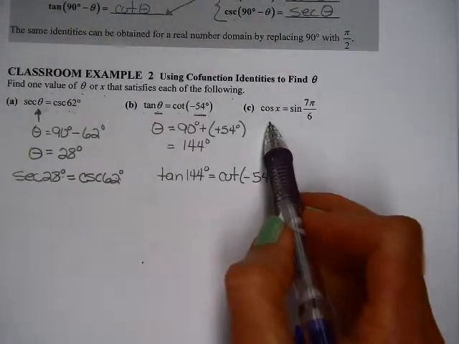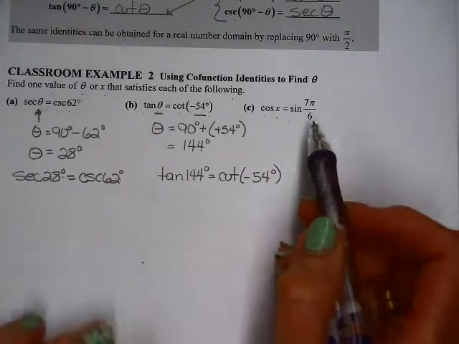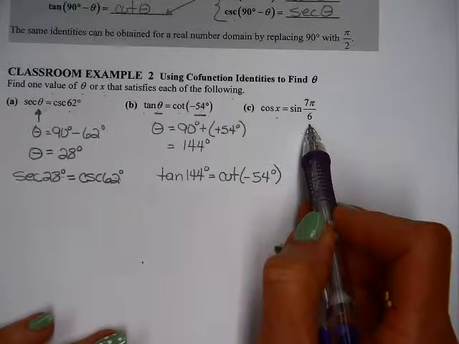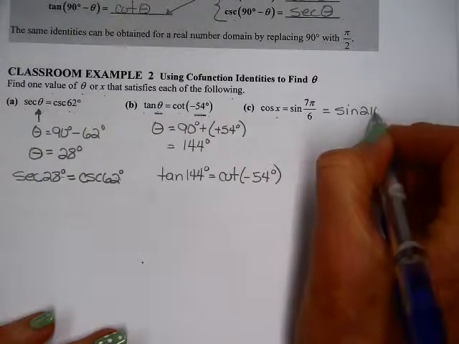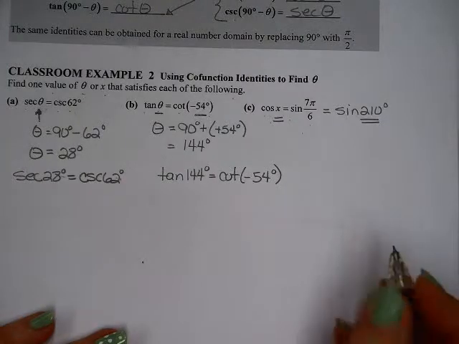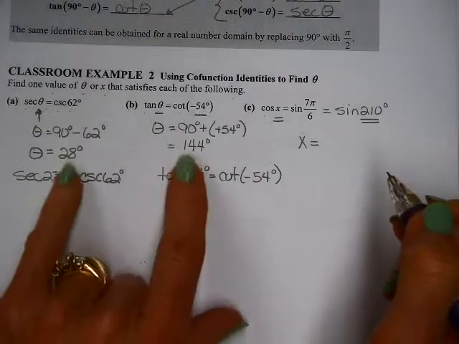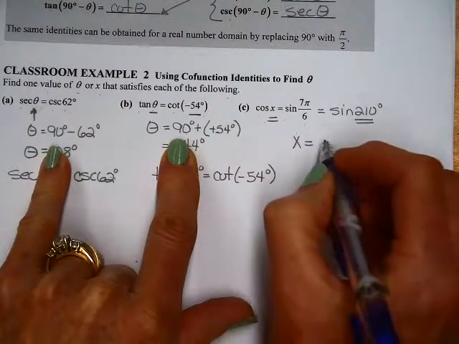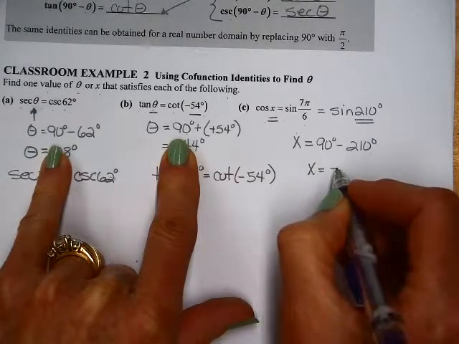Alrighty, for this one, the cosine of x is equal to the sine of 7 pi over 6. Ooh, we probably don't want to do radian measure, but you could. It'd probably be easier to change this to degrees. So that's the same thing as the sine of 210. So you know x and 210 have got to add to 90. So how can you find x? Same way we've been finding it. Every time we're taking 90 minus that angle. So just take 90 minus 210. So x is going to be negative 120.